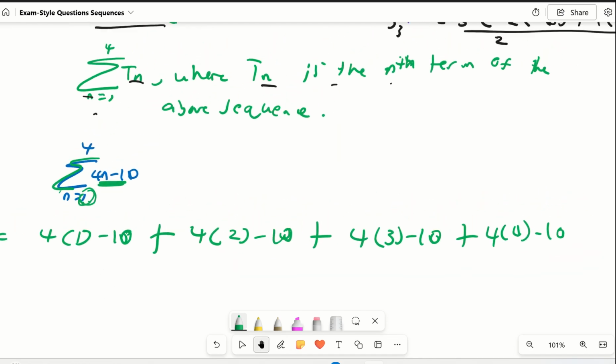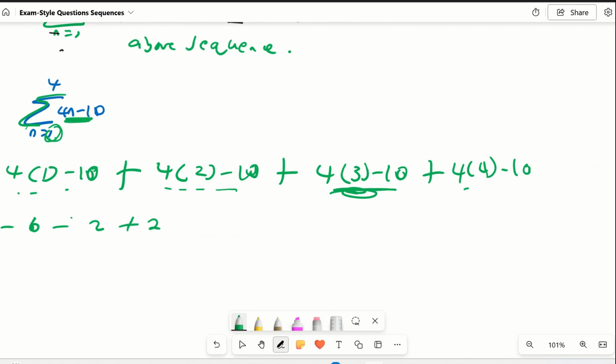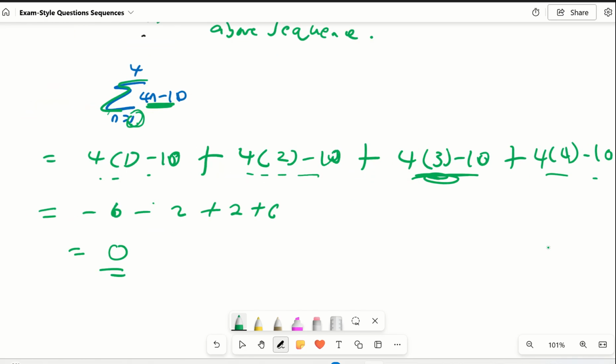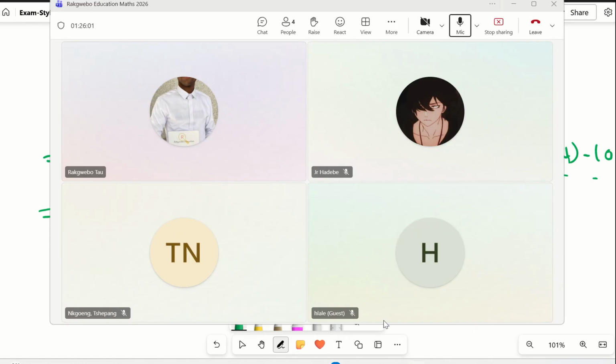This will give you minus 6. This should give you minus 2. This should give you plus 2. This should give you 6. So the total will be 0. This is just S4. Do you see that this is just S4? This just says find S4. Are you all happy with that explanation that we're just basically finding S4? That's what that thing means: adding the first 4 terms of the sequence.